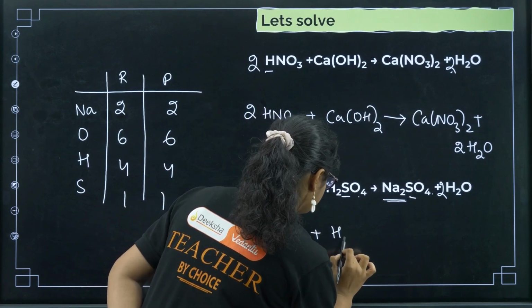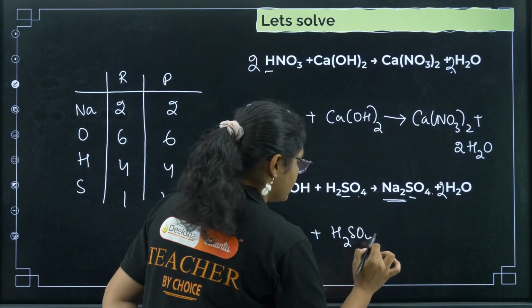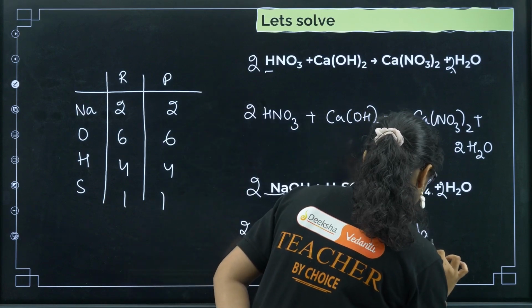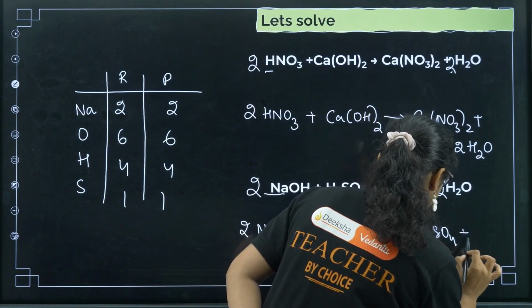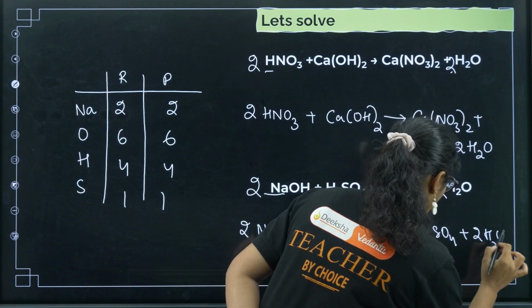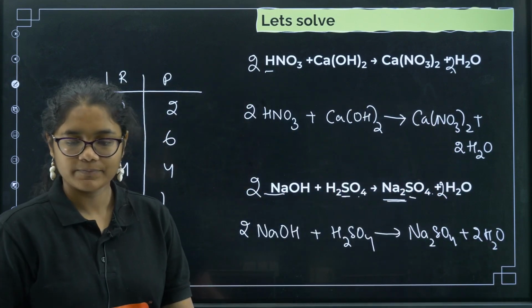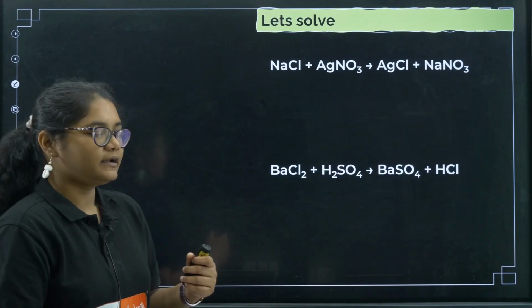So 2NaOH plus H2SO4 is giving you Na2SO4 plus 2H2O. Clear? Okay. Now let us do the next question.